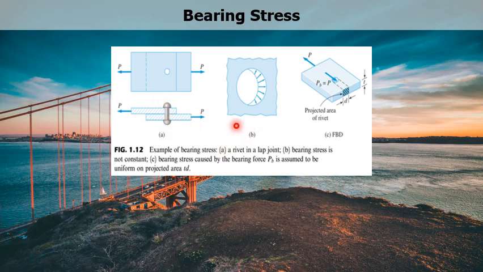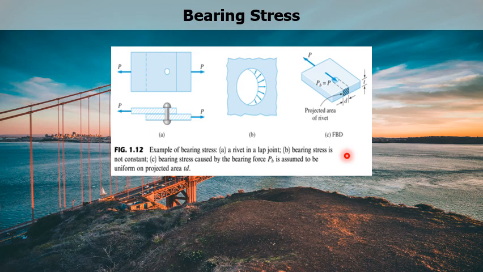In figure B, it is shown that the bearing stress is not constant. In figure C, however, the bearing stress caused by the bearing force PB is assumed to be uniform on the projected area, TD. This is the projected area, which is equal to the thickness of the plate times the diameter of the rivet. What is the formula for bearing stress?